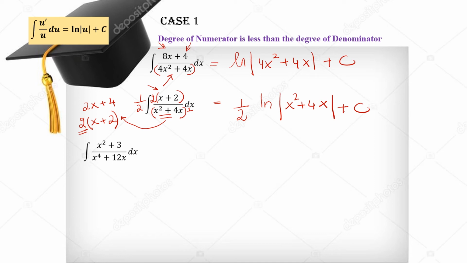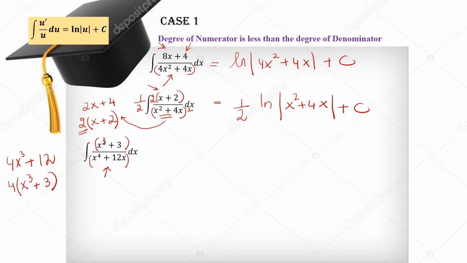Look at the other question, that is x squared plus 3 over x to the power 4 plus 12x dx, everything inside the integral sign. So as I said, check the denominator. The denominator has 1 power. The derivative of x to the power 4 is 4x cubed and the derivative of 12x is 12. Now on the top you have x squared plus 3, not the required thing. But if I take the 4 common, I will have x cubed plus 3 left.